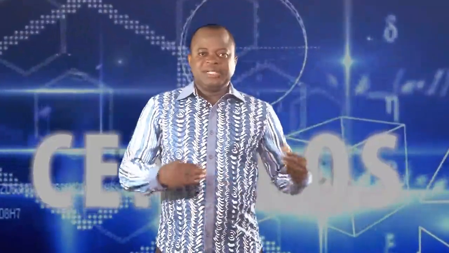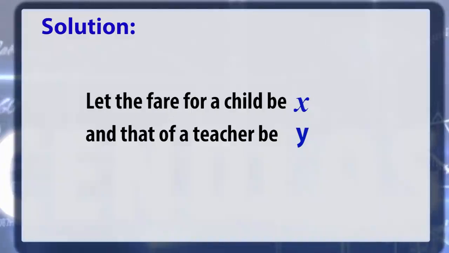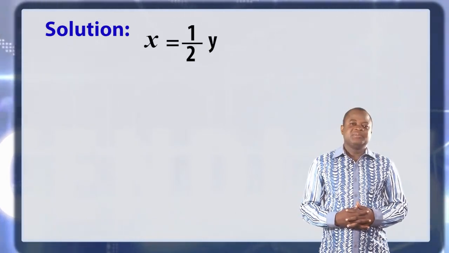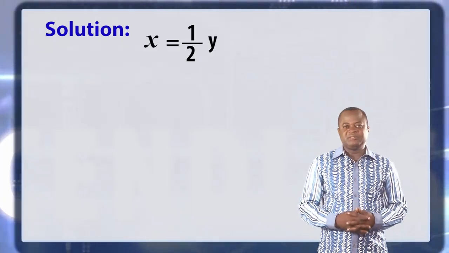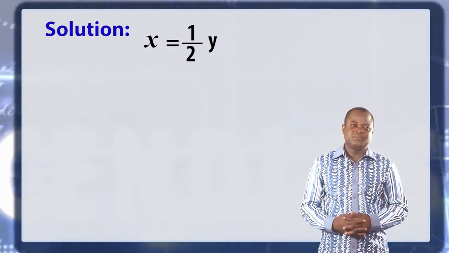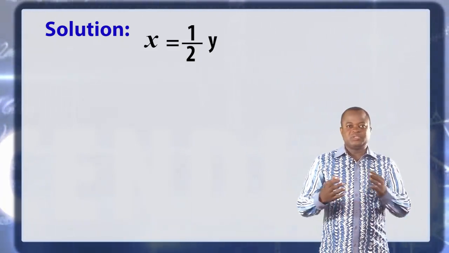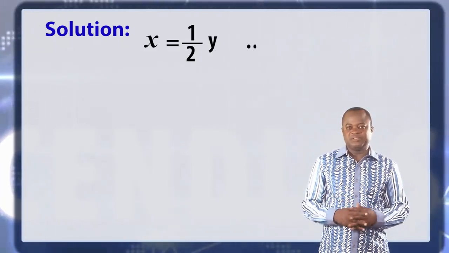Remember, from the question, we are told that the fare for a child is half that of the teacher. So let the fare for a child be x and that of a teacher be y. So we have x is equal to half y, or 1 over 2y. That is equation 1.